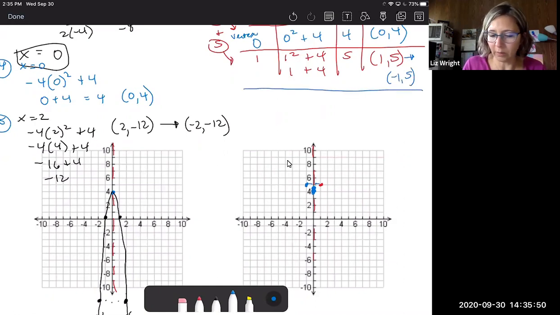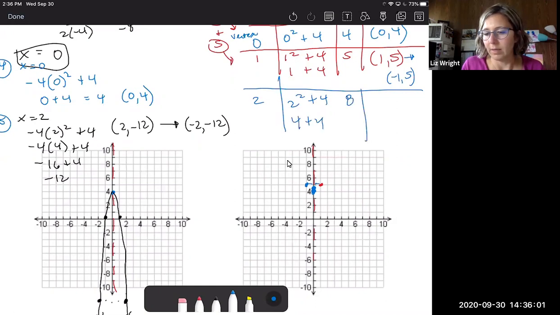And we're going to do another one. So I'm going to go ahead and do 2. And it's going to be 2 squared plus 4. So it's going to be 4 plus 4, which gives me 8. And then I'm going to have 2, 8. So 2 on up here to 8, reflected over. So it's going to be 1, 2, 1, 2. So we're going to have negative 2, 8. And now we've got at least 5 points. So now graph it.